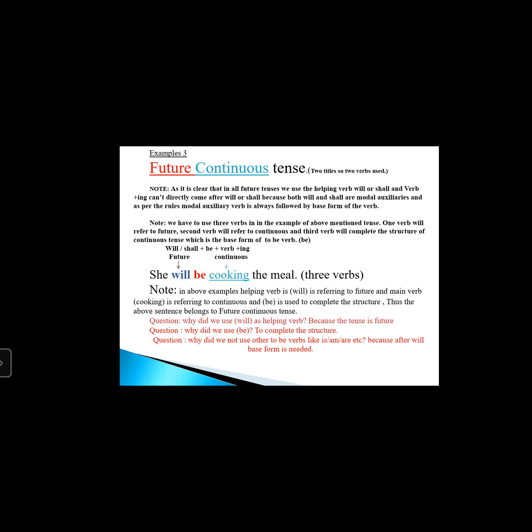Now, future continuous tense. So in future continuous, here we will have to go for one verb that indicates future, one verb that indicates continuous, and one verb that can come between verb ing and will, because will is a modal auxiliary verb and modal auxiliary verbs never come before the third form and ing form. They always come before the base form.